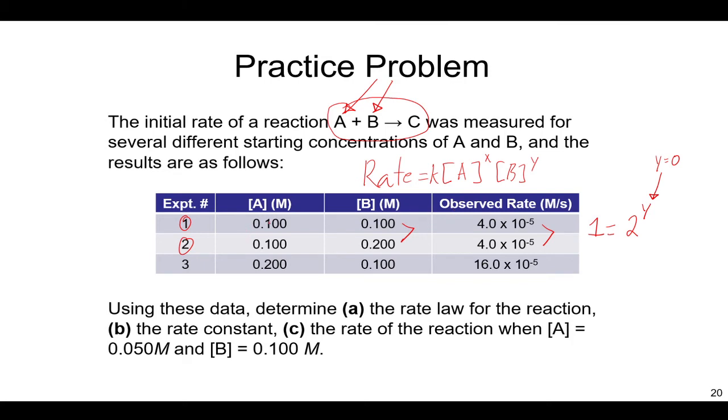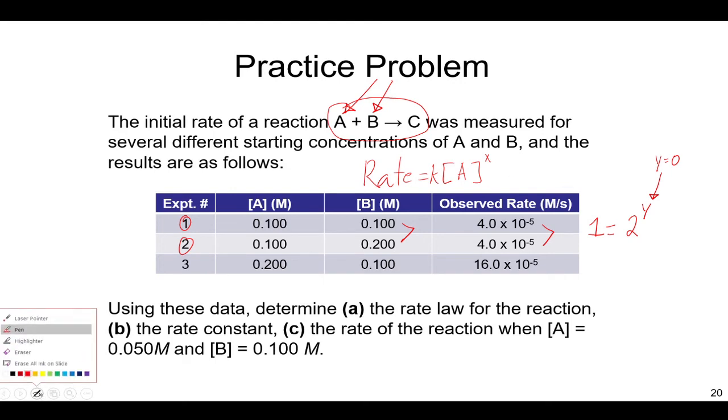Again, I picked two experiments where one of the reactants stayed constant. The other changed, and that will tell me the order with respect to B. I double B, nothing happens to the rate. So the reaction is zeroth order in B. It does not depend on B. Anything to the zero is one, so that's not part of the overall rate law.